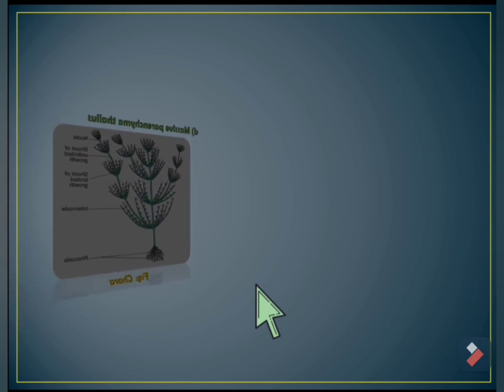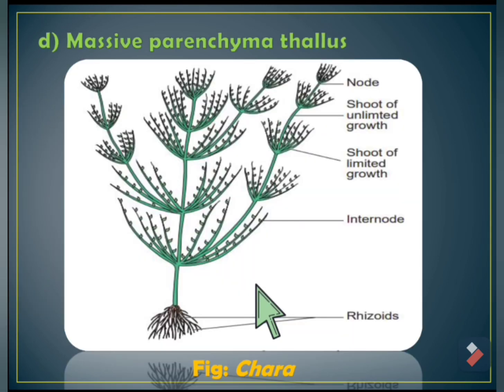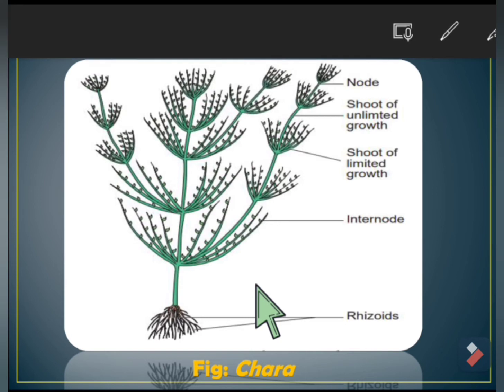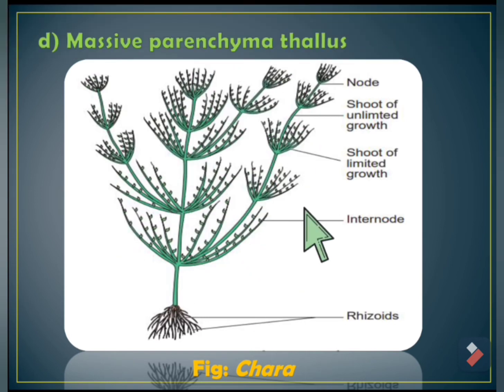And the next one we have here is the massive parenchyma thallus. Now, massive parenchyma thallus, the best example is Chara. In this type of algal thallus, the cells are divided in multi-directional planes, not only in two planes but in two or more planes, resulting in the formation of this massive, bulky parenchymatous thallus.